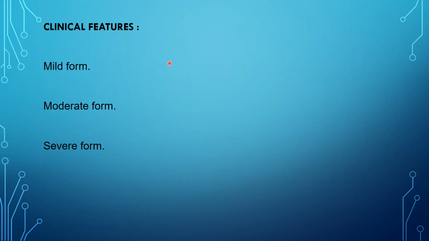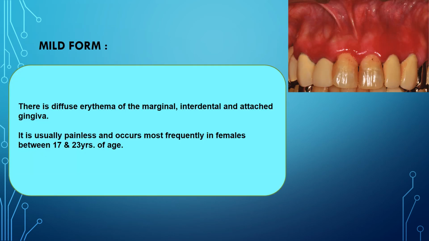The clinical features can be classified into mild form, moderate form, and severe form. So coming to the mild form, it can be seen as diffuse erythema of the marginal, interdental, and attached gingiva. It is usually painless and occurs frequently in females between 17 and 23 years of age.